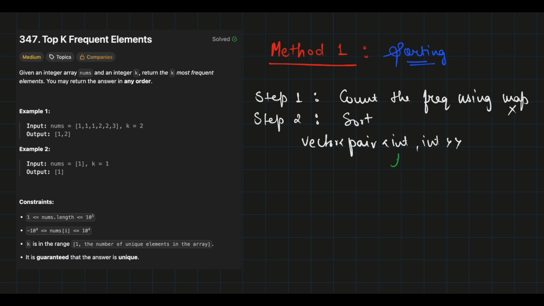Here the first element of the pair will denote the frequencies and the second element will denote the value. And we know that vector gives us a sort functionality, and given it's a pair of int, it will sort based on the first element of the pair, that is the frequency here.